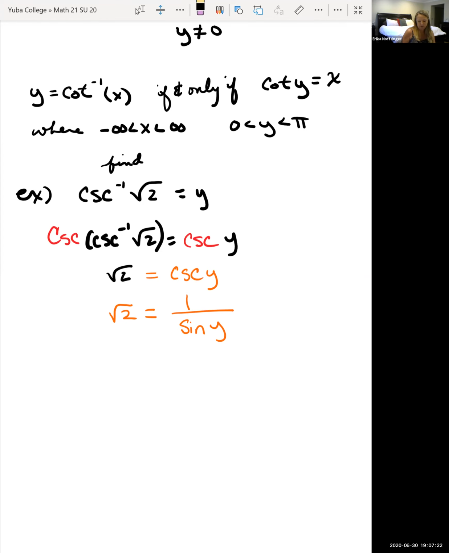Let's isolate sine of y. So we could multiply both sides by sine of y. If we did that, we get root 2 times sine of y equals 1. So let's get sine of y by itself. Let's divide both sides by root 2. So sine of y equals, sorry, it's equal to 1 over root 2. I'm trying to rationalize my denominator. Too fast. Okay, so rationalizing our denominator, sine of y is root 2 over 2.